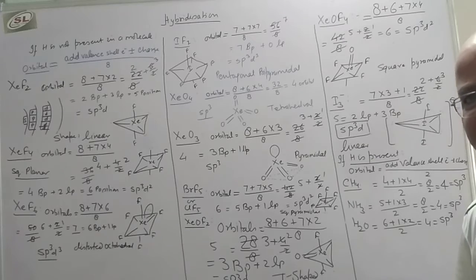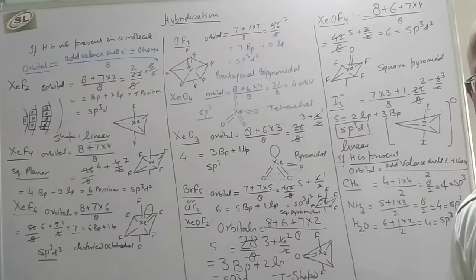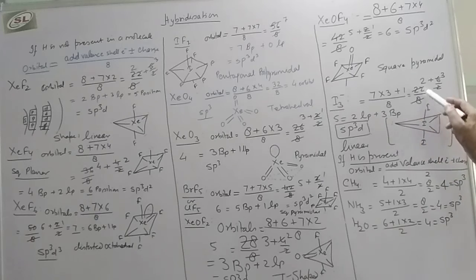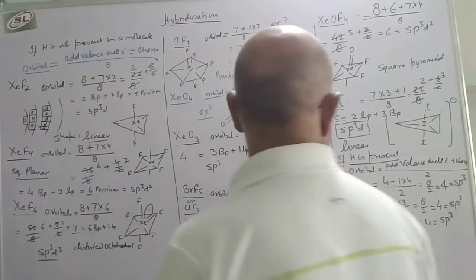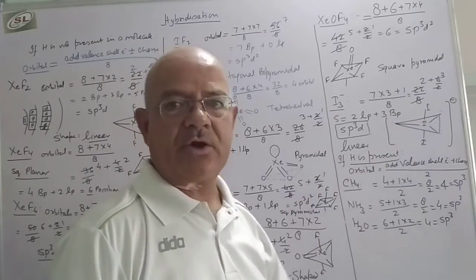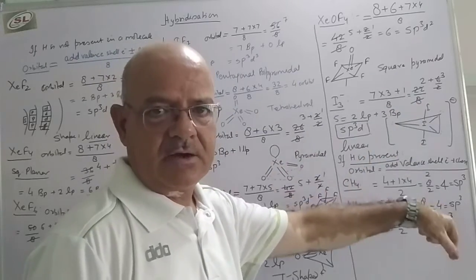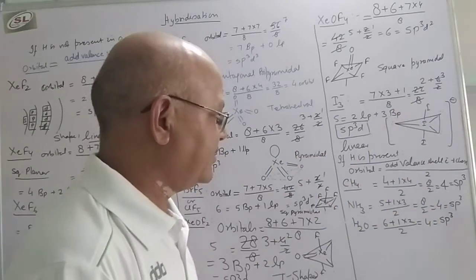For I3 minus, what you can do, 7 3s are 21 electrons of iodine. Minus 1 charge suggests that it has 1 extra electron. So the total becomes 22 by 8. 8 2s are 16 and 6 divided by 2 are 3 lone pairs. sp3d will be the hybridization. Lone pairs will come on equatorial positions and the iodines will come on axial. So linear will be the shape.